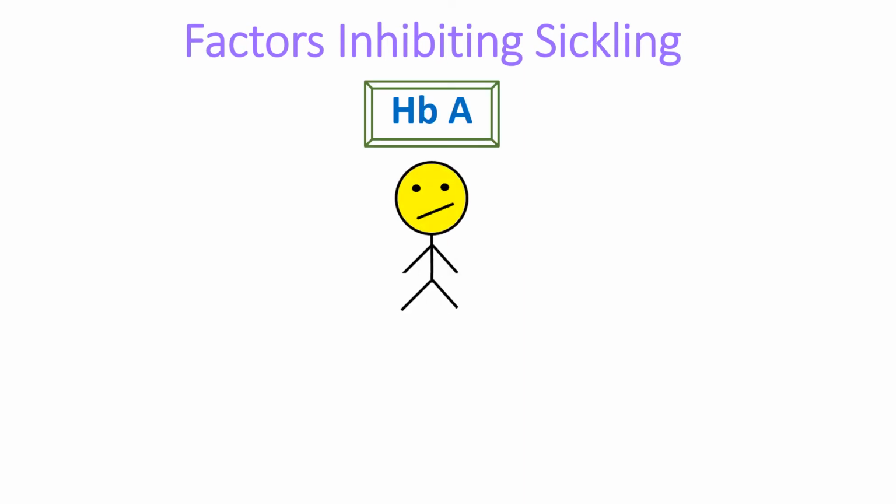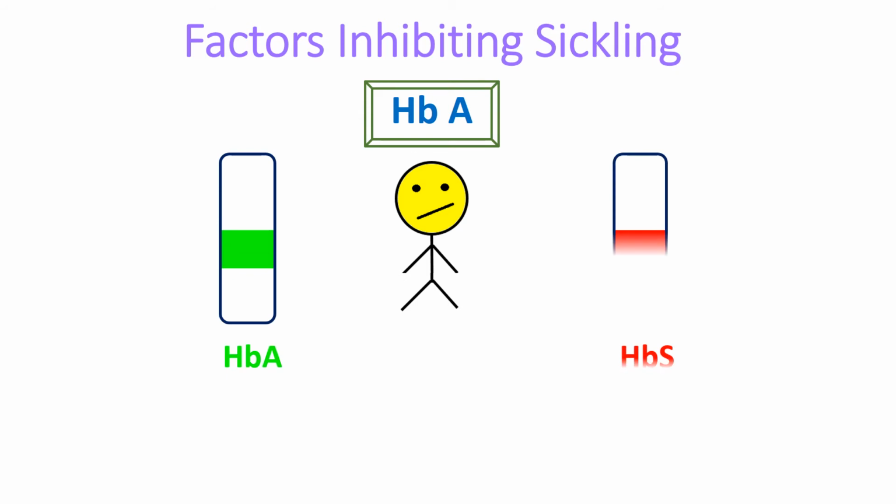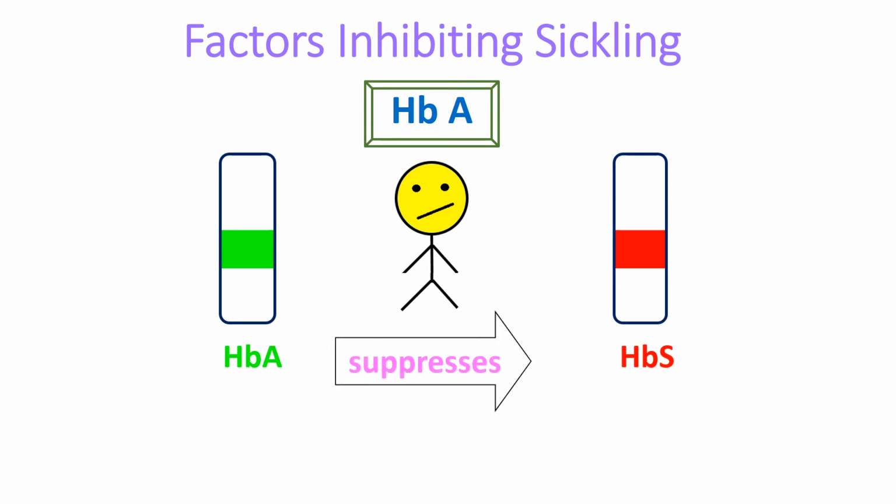Factors inhibiting sickling. Here we have HbA, adult hemoglobin. It has one healthy HbA gene, whereas we have one HbS mutated gene. Somehow HbA tends to suppress the action of HbS. It explains why a carrier doesn't show any symptoms under normal circumstances. The other factor being HbF or the fetal hemoglobin.